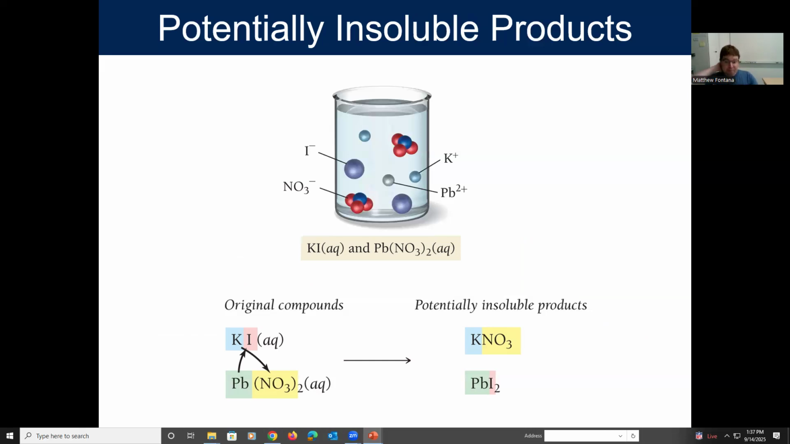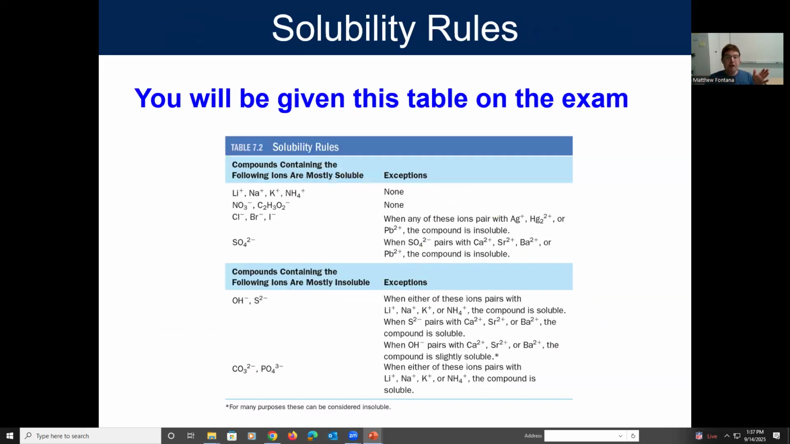And so to determine whether they are insoluble or soluble in water, we need to use something called a solubility table. Okay. And so this is the solubility table. It's something that you're expected to know how to use, but it's not something you're expected to have memorized. This table will be given to you on the exam if you're asked any question that requires you to do something like this. Okay. So the way the solubility table works is it says in the top half, compounds containing the following ions are mostly soluble.